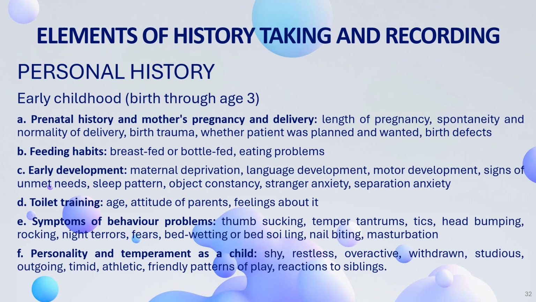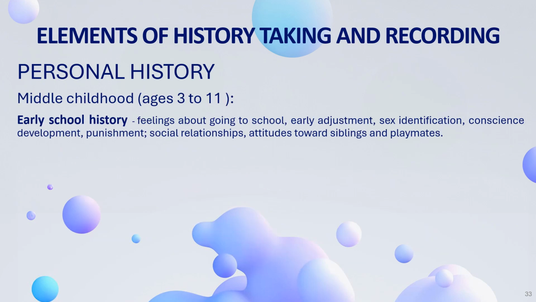Personality and temperament as a child, whether the child was shy, restless, overactive, withdrawn, studious, outgoing, timid, athletic, friendly, and the patterns of play of the patient at this age. Reactions to the siblings are also noted in the personal history of early childhood. In the middle childhood, early school history is important.